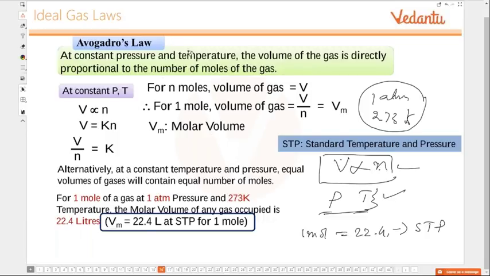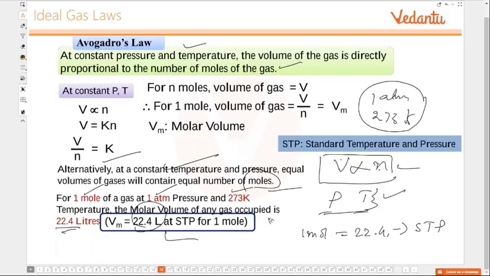At constant pressure and temperature, the volume of a gas is directly proportional to the number of moles of the gas. Alternatively, at constant temperature and pressure, equal volumes of all gases will contain equal number of moles. Since mole is directly related to number of molecules, we can also say that they will have equal number of molecules. That is how we got that 1 mole of any gas at 1 atmospheric pressure, 273 Kelvin, occupies the volume we call the standard molar volume, 22.4 liters.